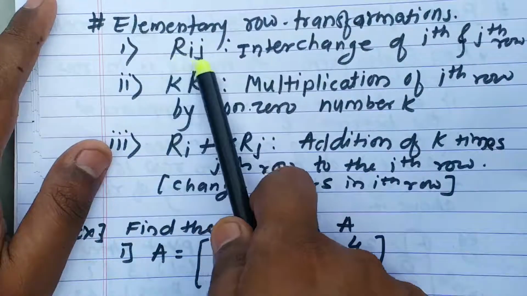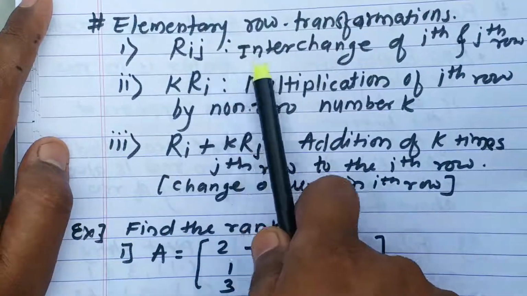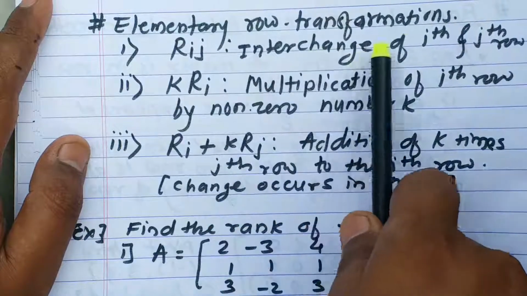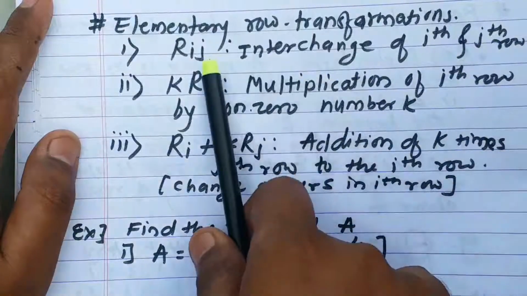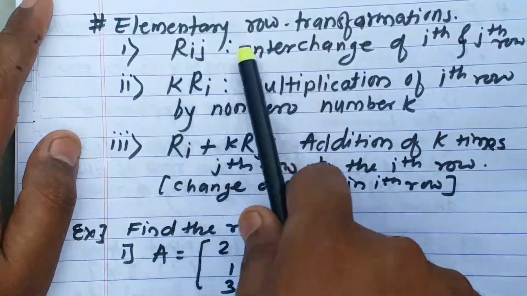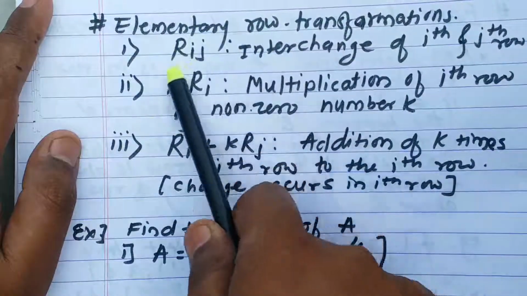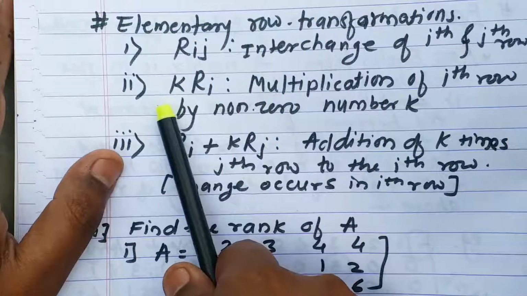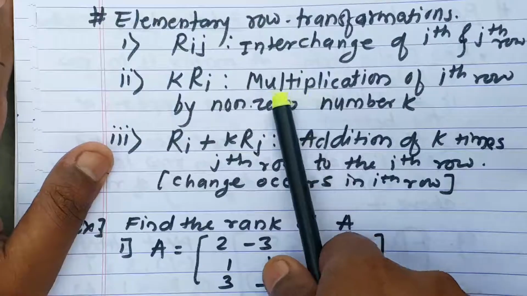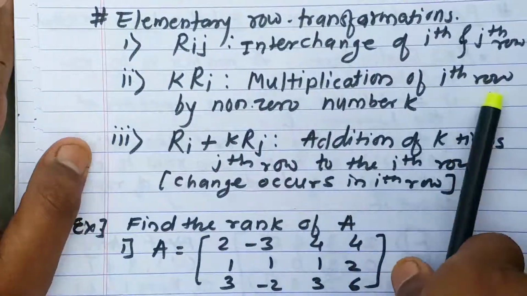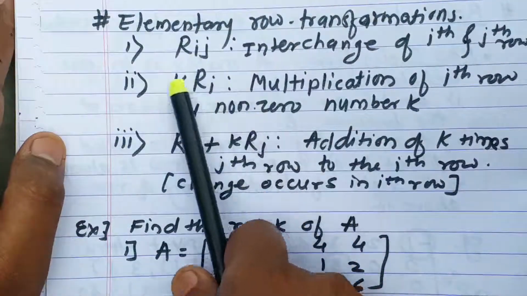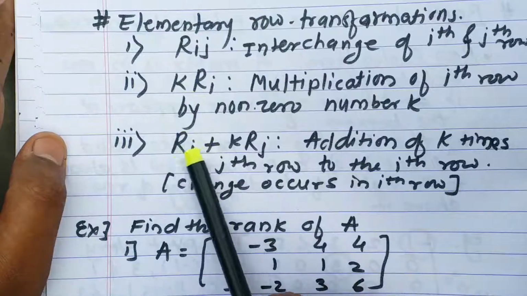The first one is R subscript ij. The meaning of this elementary row transformation is interchange of the ith and jth rows. Row number i and row number j will interchange when we apply this row transformation. The second elementary row transformation is k times Ri. The meaning of this transformation is multiplication of the ith row by a non-zero number k. So we can multiply any row by a non-zero scalar k.